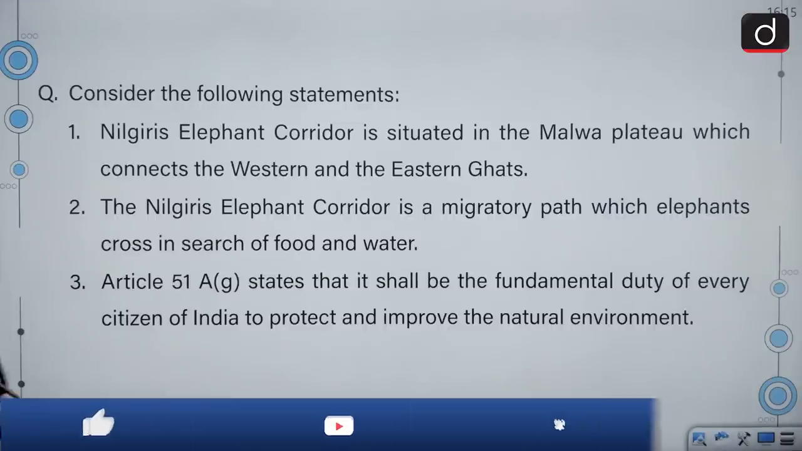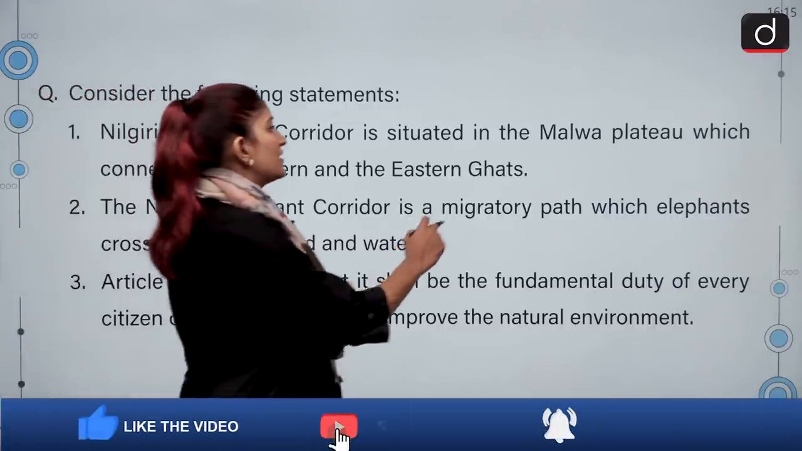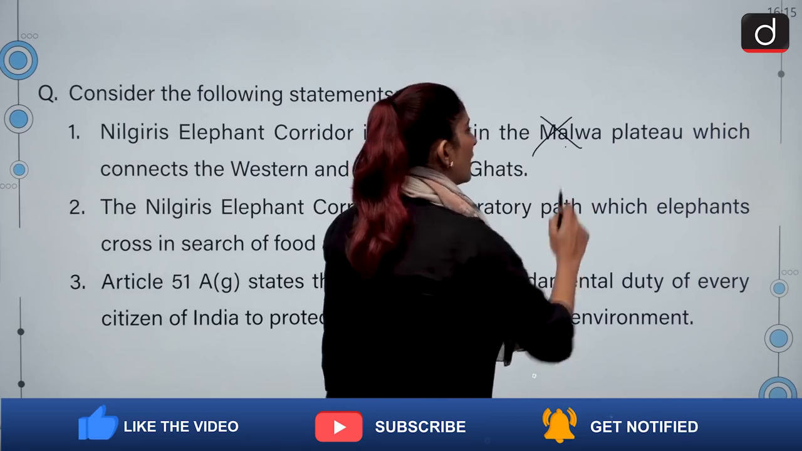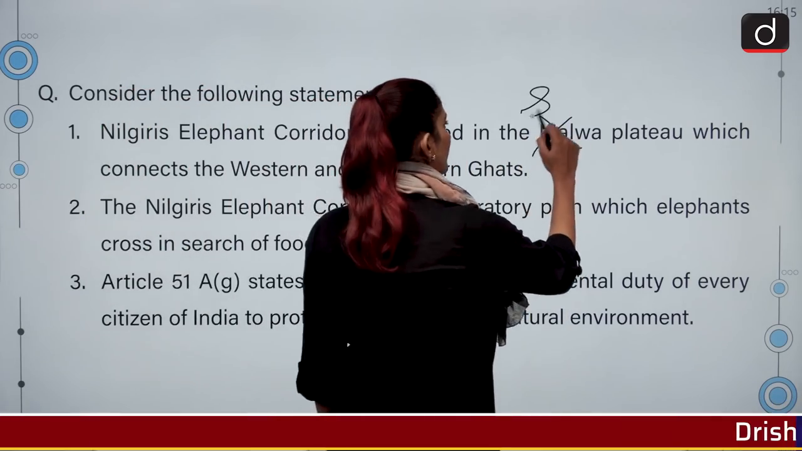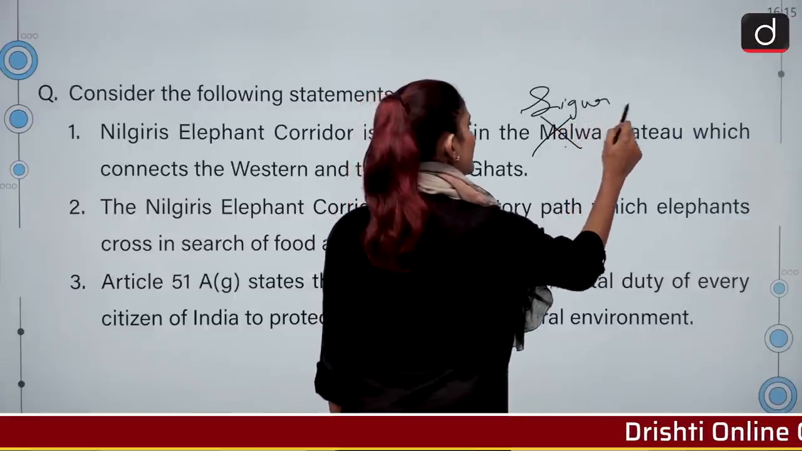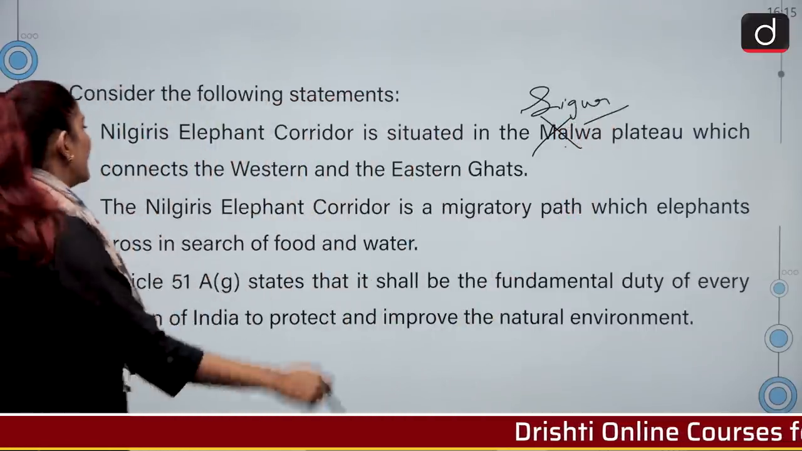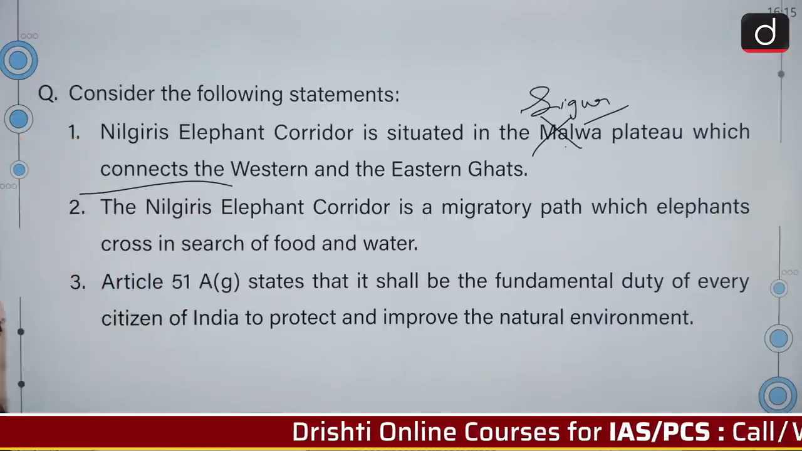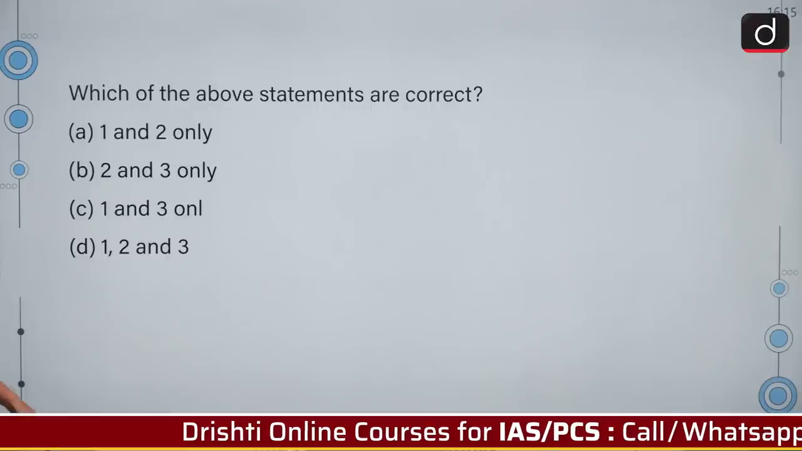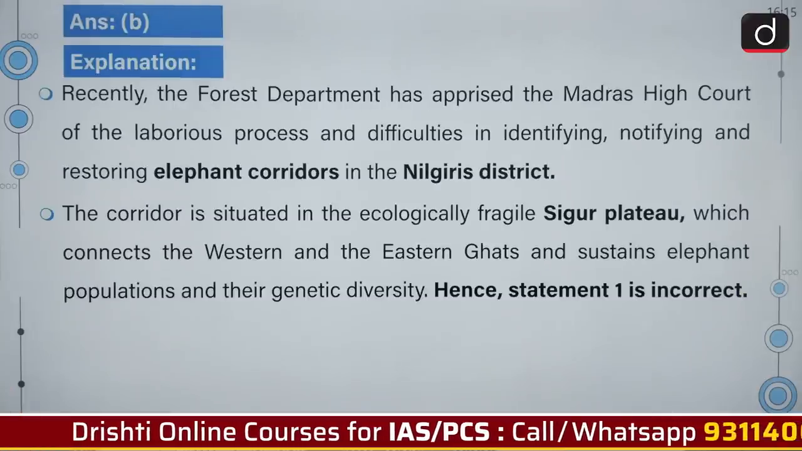So, Nilgiris Elephant Corridor is not situated on the Malwa Plateau but the Sigur, S-I-G-U-R, Plateau, that connects the Western and the Eastern Ghats. The second and the third statements are correct. The correct answer to this question is option B. Okay, let's talk about it.